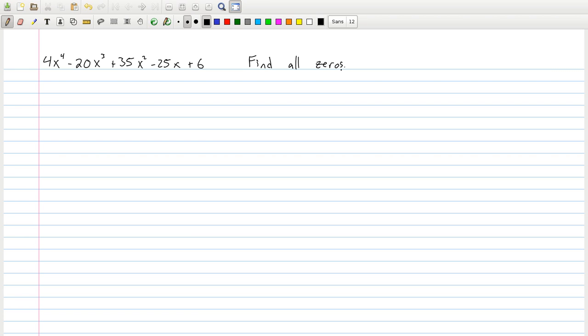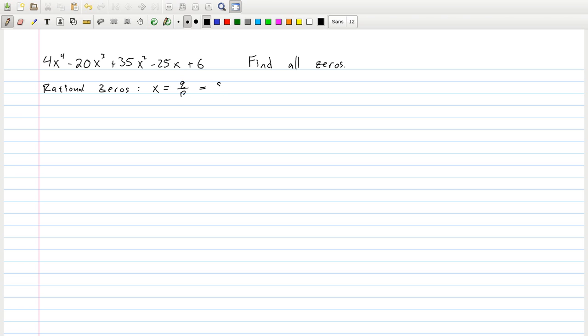Find all zeros of the polynomial 4x to the fourth minus 20x cubed plus 35x squared minus 25x plus 6. We'll start out by using the rational zeros test. Remember that our possible rational zeros are those numbers of the form x equals q over p, where q is a factor of the constant term and p is a factor of the leading coefficient.